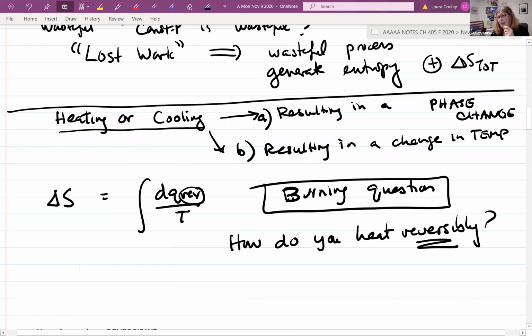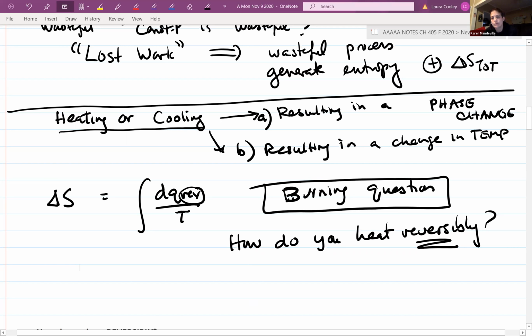We know how to do an expansion reversibly. We take off a grain of sand at a time. It leads to this incremental expansion. You have a slightly, infinitesimally lower pressure outside than inside. Now let's take that to the heating realm. So you want an infinitesimal amount of heat to transfer at a time. So what has to be true about the system and the surroundings for just a little bit of heat to transfer? They have to be just pretty much the same.